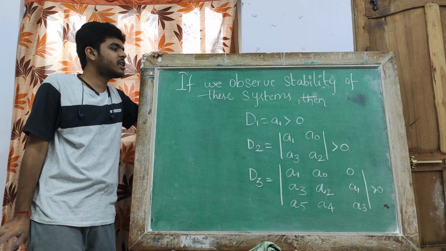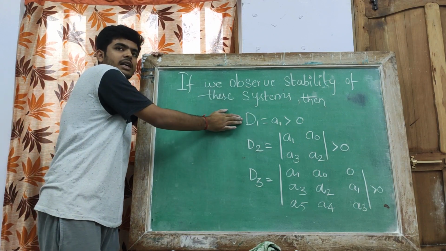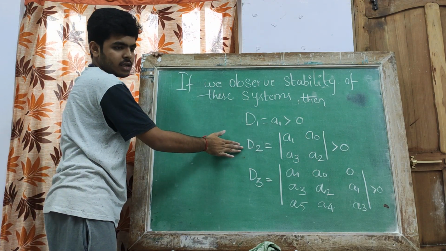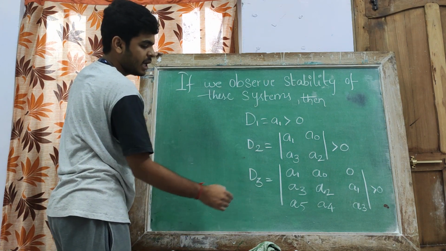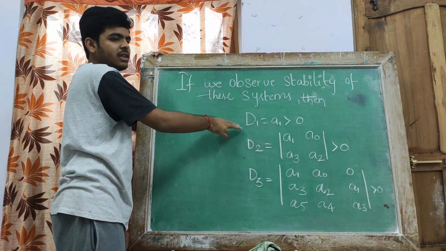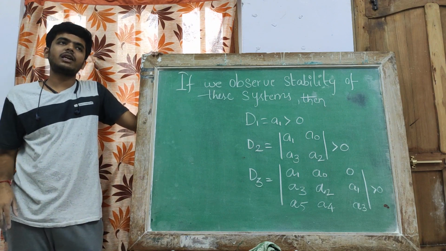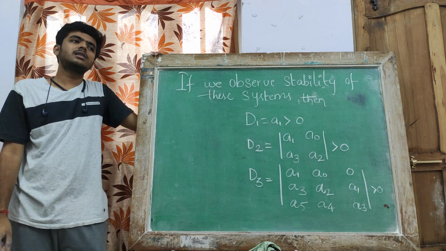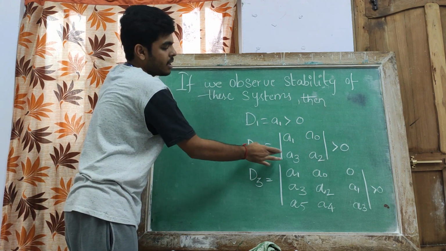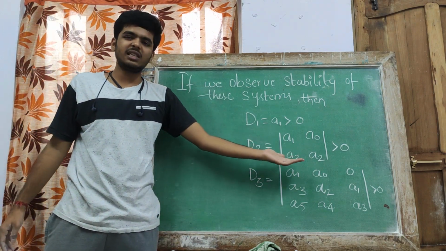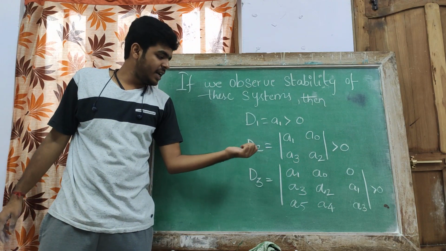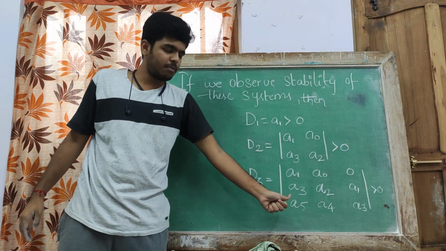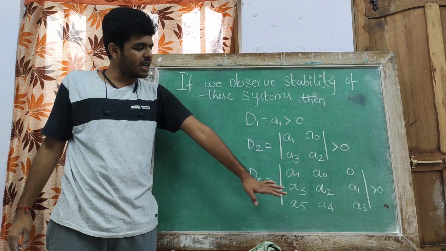So, if we observe stability for these systems, this is the characteristic equation of a single order, this is a quadratic equation, and this is a cubic equation. Finding stability for these is easy, and as I said, for finding stability the determinant should be greater than zero. If it is positive, then the system is stable, or else the system is unstable. For this matrix, finding the determinant is easy because it's a 2x2 matrix. The complexity of finding the determinant arises in this matrix, which is 3x3. It is somewhat complex, but we can find the determinant of this 3 by 3 matrix.